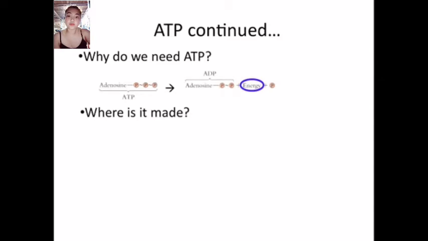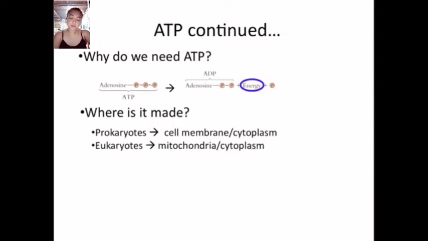ATP is produced in different places in prokaryotes and eukaryotes. Because prokaryotes lack mitochondria, they produce ATP in the cell membrane and the cytoplasm, while in eukaryotes, ATP is produced in the mitochondria and the cytoplasm.